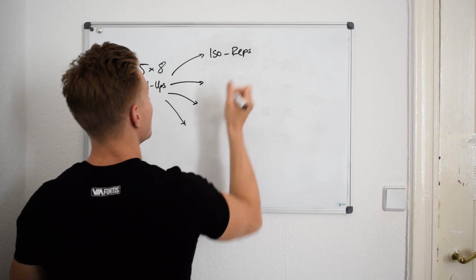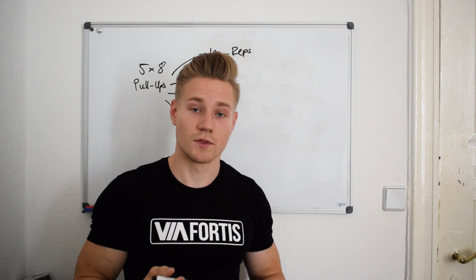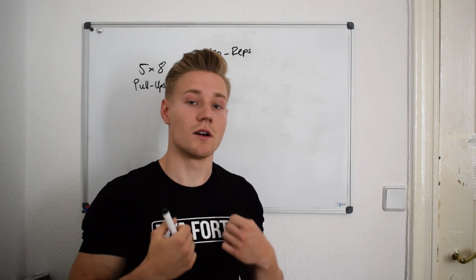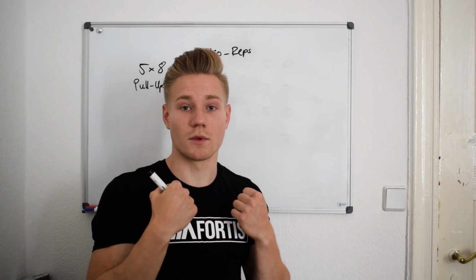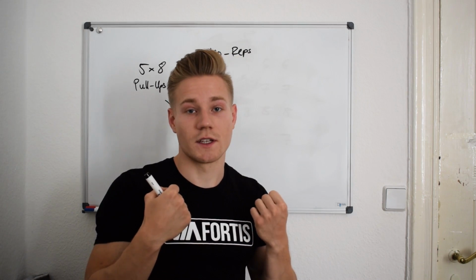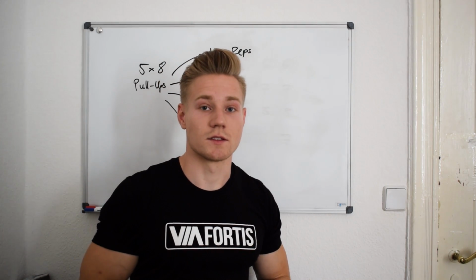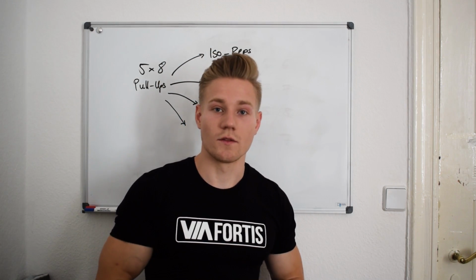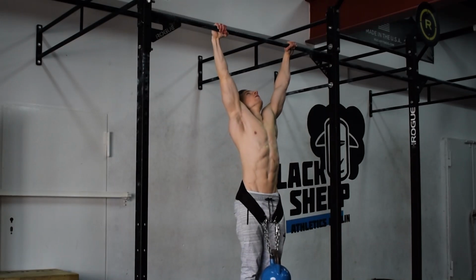isometric reps after the actual pull-ups. That means you go over the bar with the chin over the bar, hold it 4 or 5 seconds, you go down, hold it 4 or 5 seconds. I'm just going to show you a little video of the exercise.